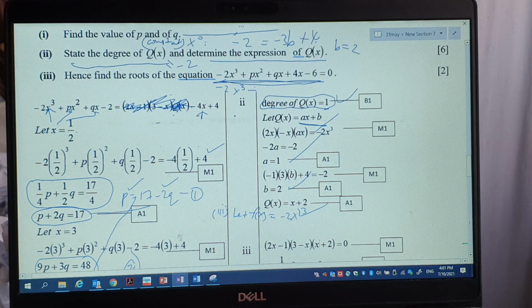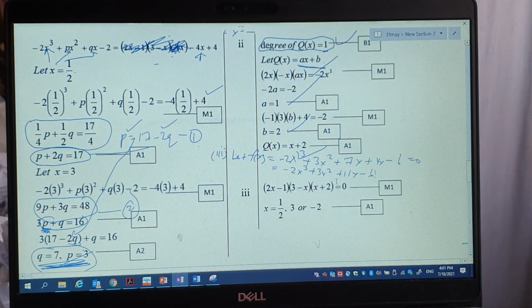Oh, did I make a mistake somewhere just now? Okay, never mind. Plus 3 plus 7. Like that, right? Then when you combine it, it'll be like that. Okay? So that's what you have, right? That means your f of x that you're supposed to solve is this one here.